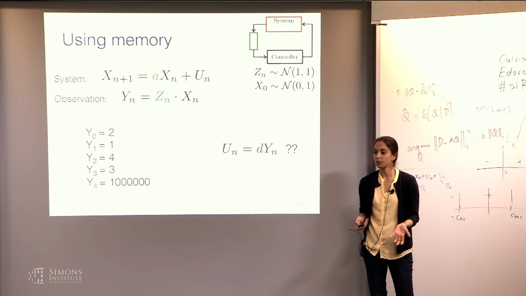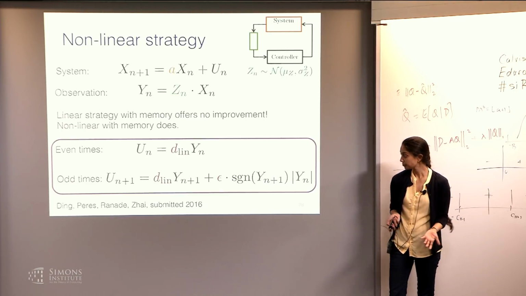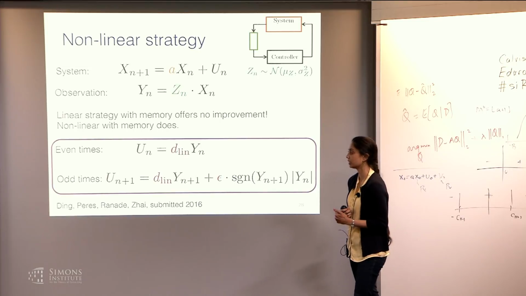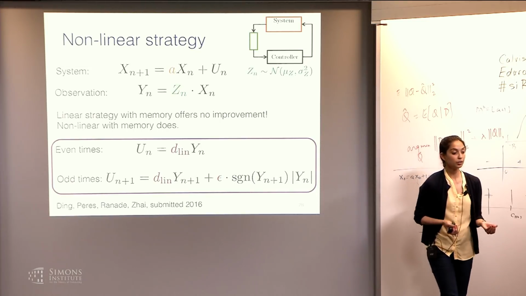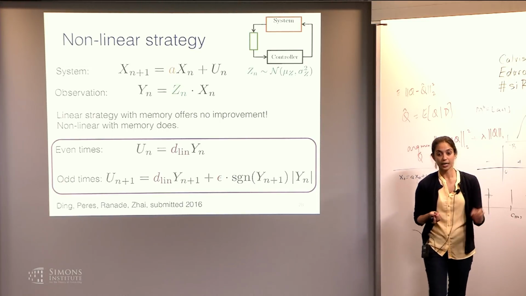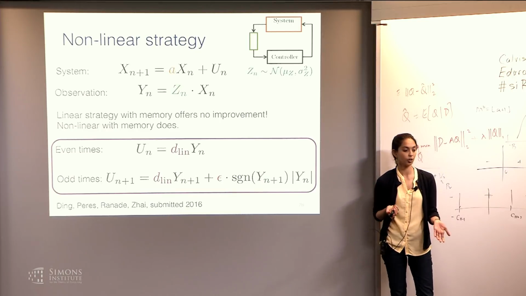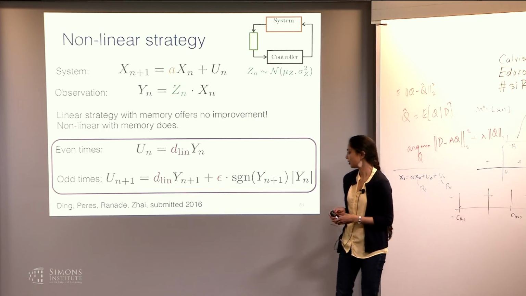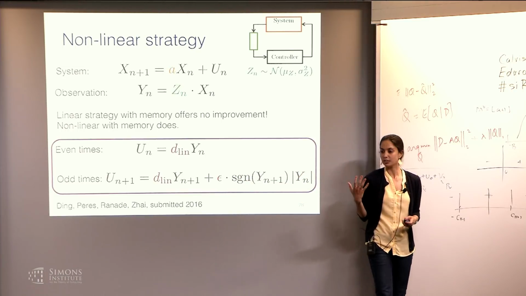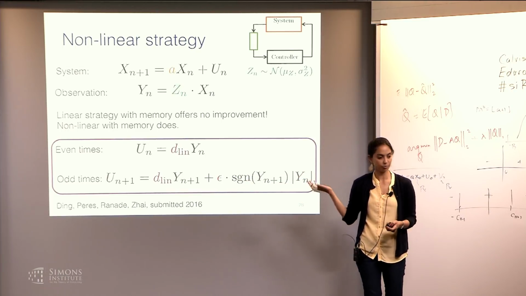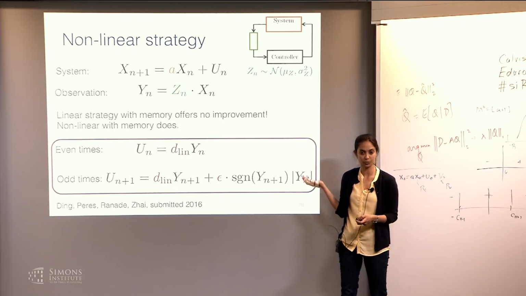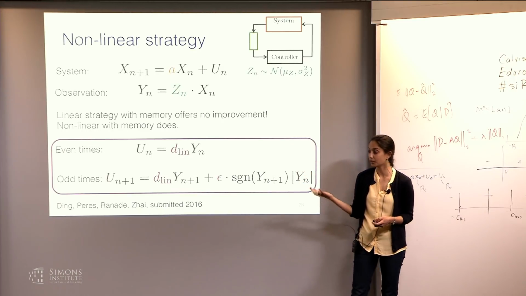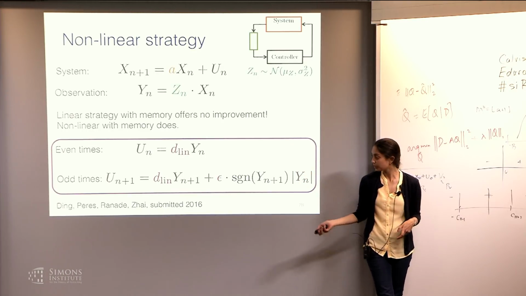So fundamentally, what you have to do is something nonlinear. And what we have is basically a simple nonlinear strategy that strictly outperforms the linear strategy. It really is a hack strategy. This is far from optimal. And I think a really interesting open question is, what is the optimal strategy in this case?